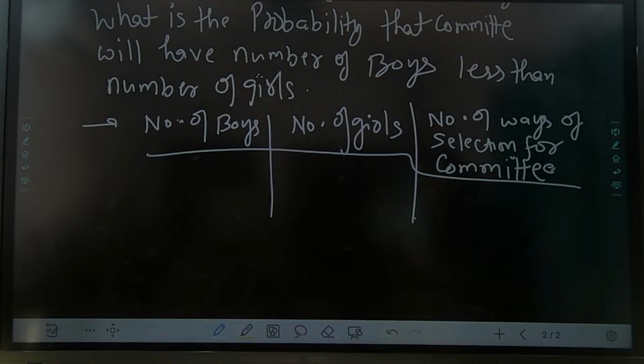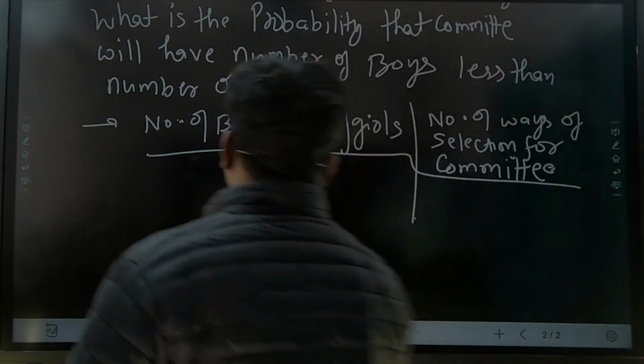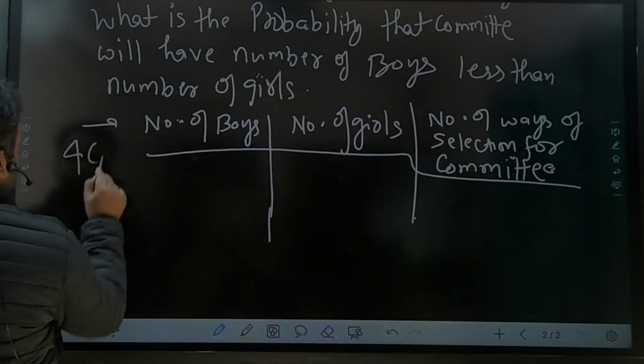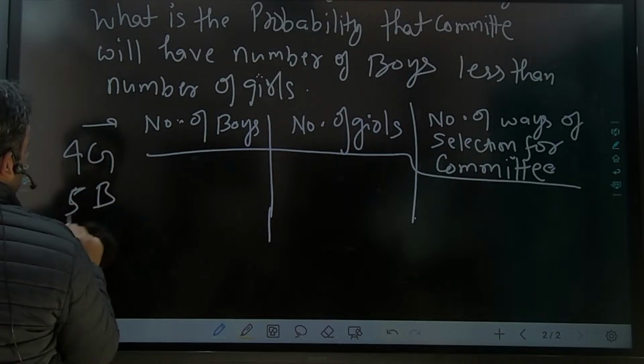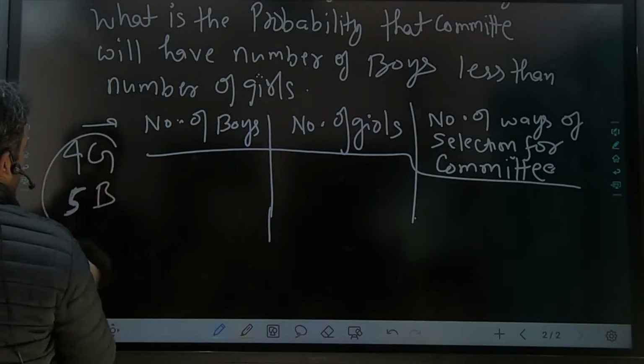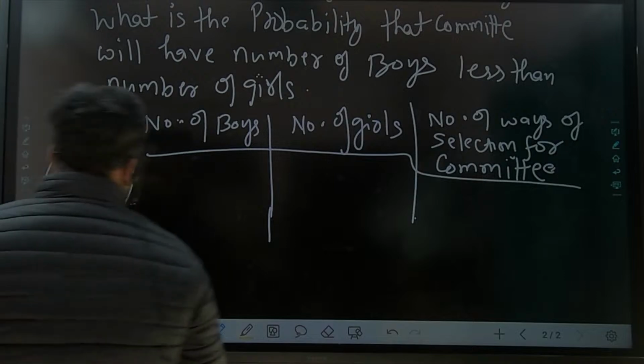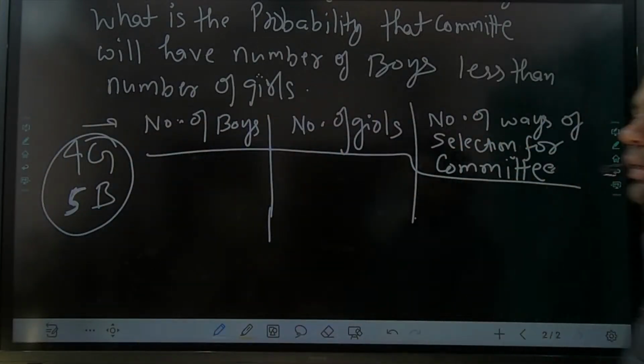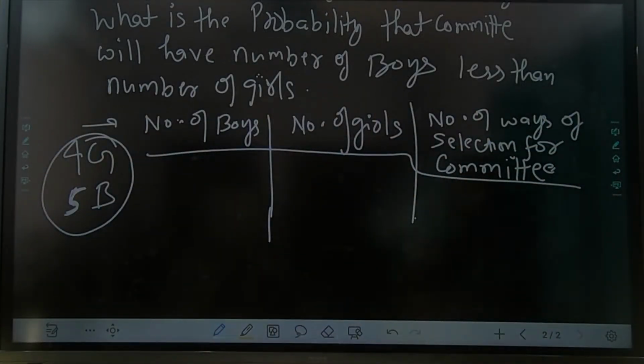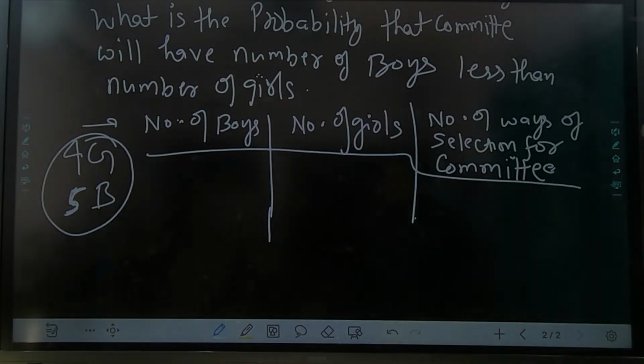So we have 4 girls and 5 boys. Total how many girls and boys are there? 4 girls and 5 boys, so you have 9 people in total. 5 plus 4, 9. And out of them you have to make a committee or group that consists of only 4 people. But in that group, the number of boys should always be less than the number of girls, not equal, less.